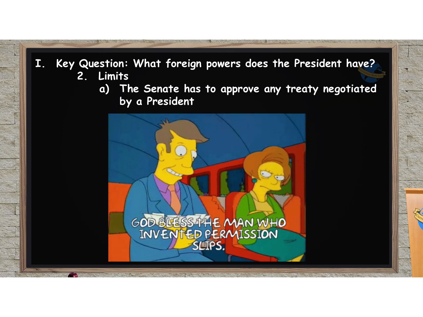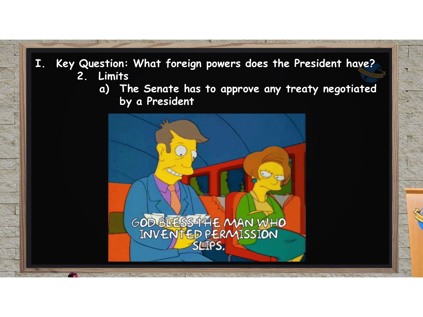Now, there are limits to the presidential power to make treaties with other countries. For instance, the president can make the treaty, but the Senate has to approve this. Remember, the Congress is made up of a House of Representatives and a Senate. There are two chambers. The Senate has the authority to approve any treaty negotiated by the president.